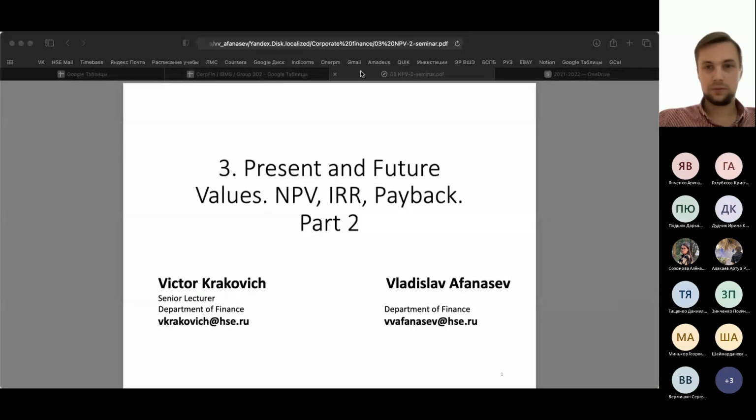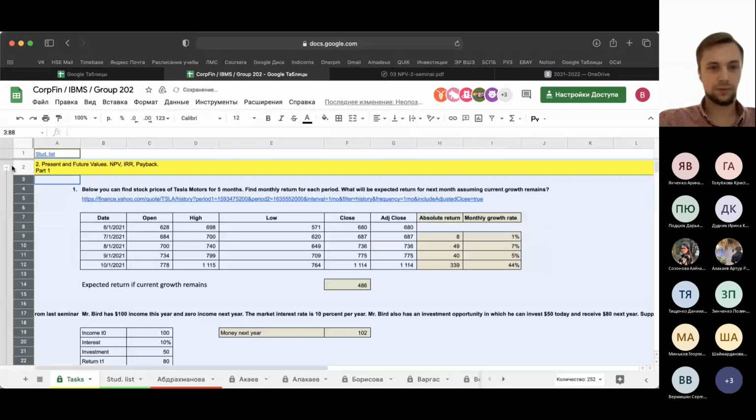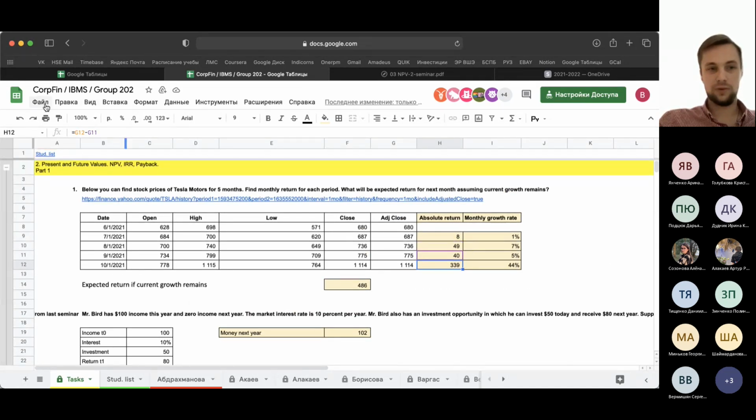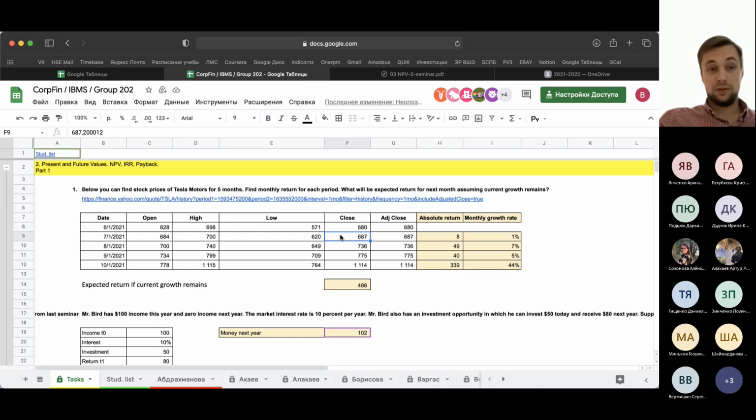Can you see my screen? Yeah. So here I have uploaded the solutions, but as you probably have noticed, you have no access to the formulas. To look at the formulas and see the solutions, you should download the file like this, in Microsoft Excel, for example. And when you download it, you can see all the solutions, all the formulas.